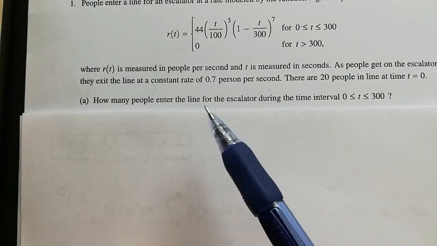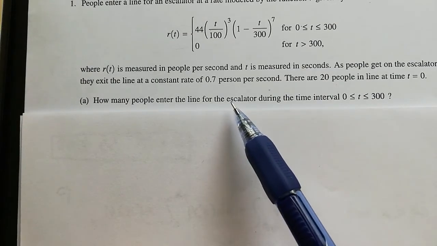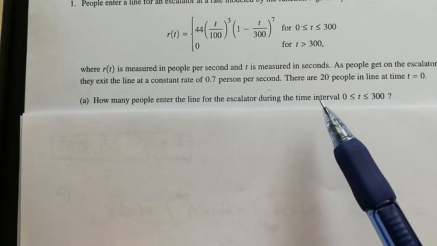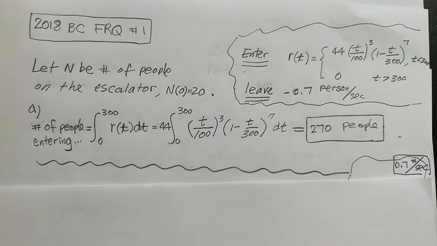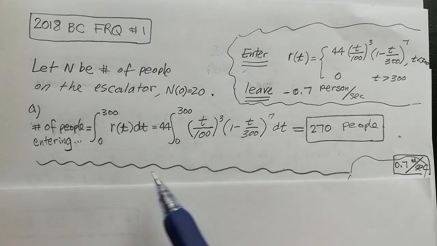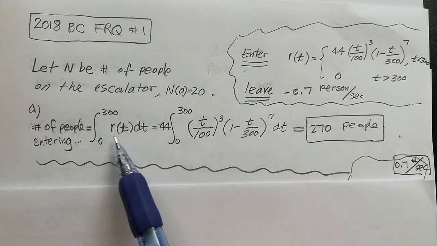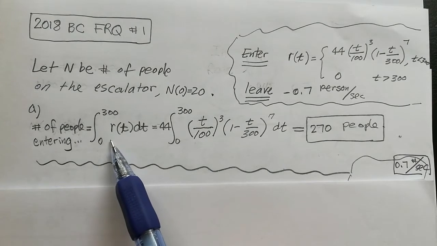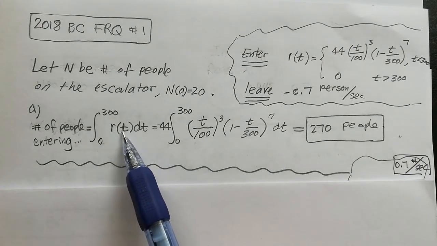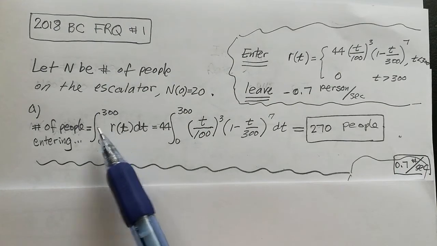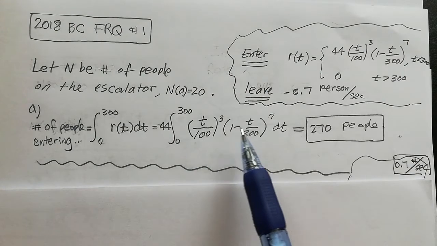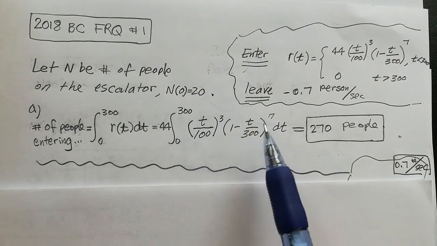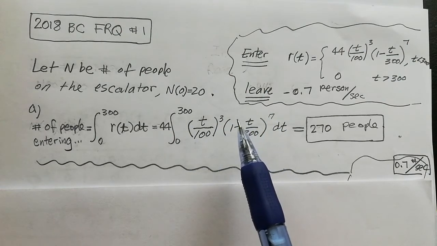The first question is, how many people enter the line for the escalator during the time from 0 to 300? The first question is a simple integration problem. So the number of people entering the line should be equal to the integral of the entering rate, r, from 0 to 300. The tricky part is that you may have to really make sure you enter this expression into your calculator correctly.